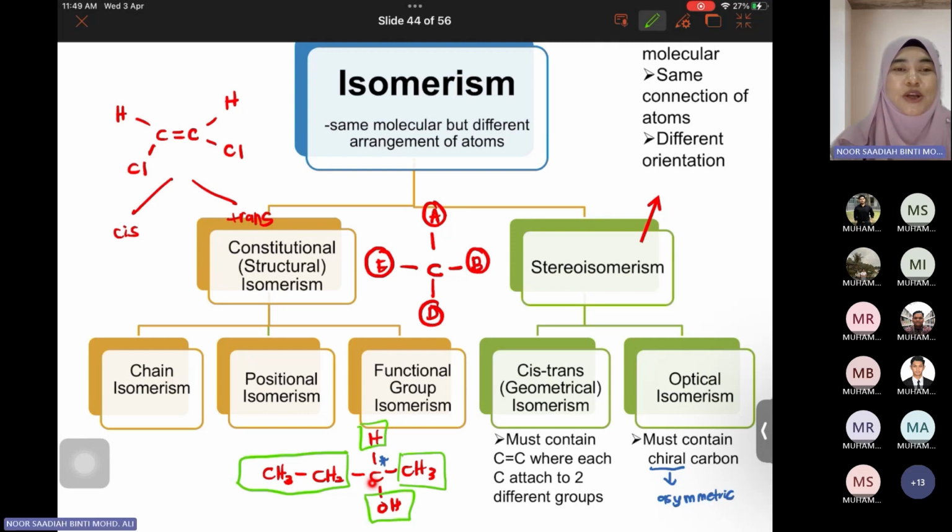So what are the optical isomers? For cis-trans, we have the cis isomer and the trans isomer. And how about the optical isomers? We are going to see that in the next slide.